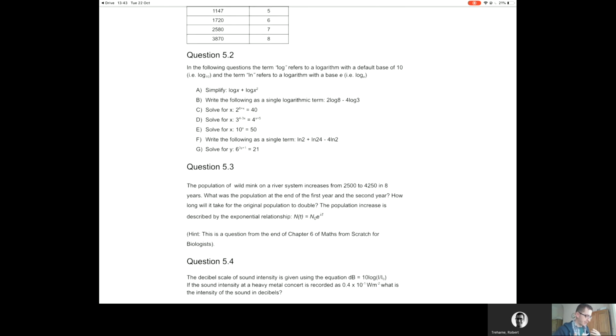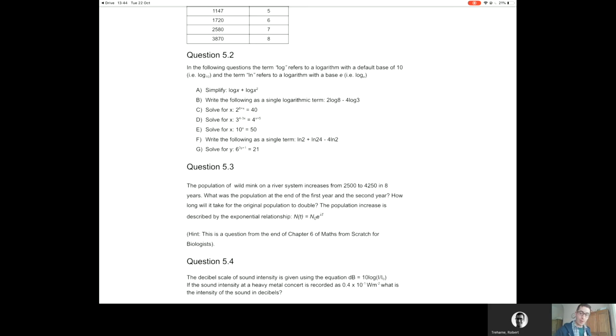Let's read the question. A population of wild mink on a river system increases from 2,500, that's N0, to 4,250, that's Nt, in 8 years, so t is equal to 8. I'm asking you to calculate the population at the end of the first year, t equals 1, and the second year, t equals 2.